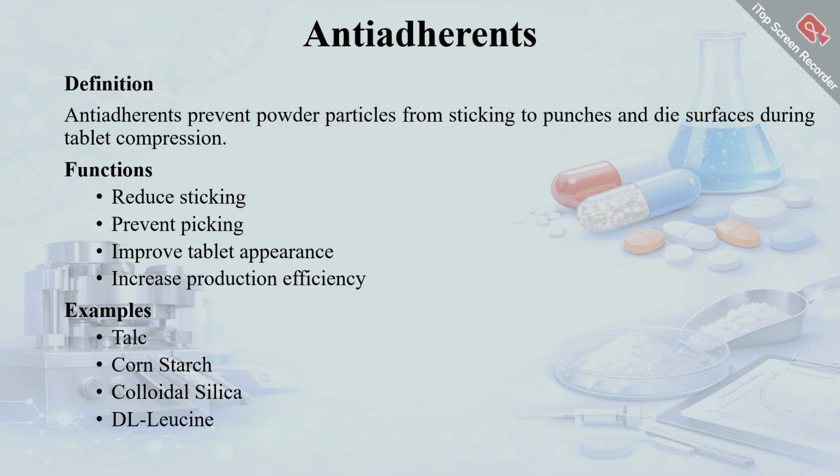Next, anti-adherents. Anti-adherents prevent powder particles from sticking to punches and die surfaces during tablet compression. These are used for preventing sticking and picking defects. The functions of anti-adherents are to reduce sticking, reduce picking, improve tablet appearance, and increase production efficiency. Examples of these anti-adherents are talc, cornstarch, colloidal silica.